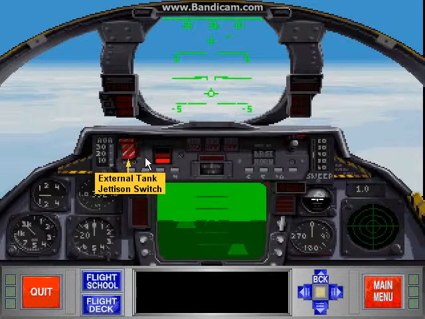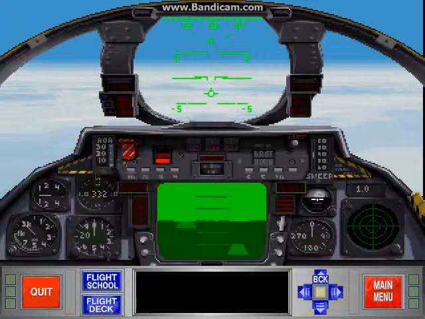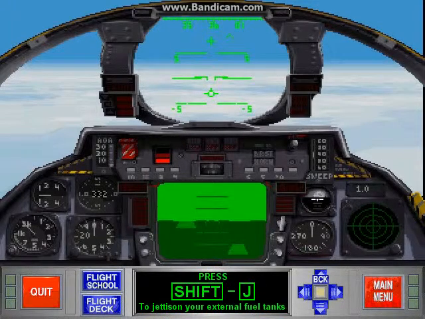The external tank jettison switch drops your external fuel tanks, making your Tomcat faster and more maneuverable. You can activate this switch by pressing Shift-J.